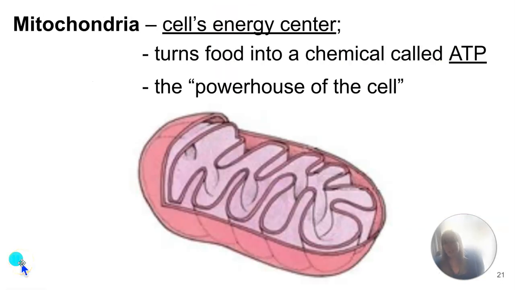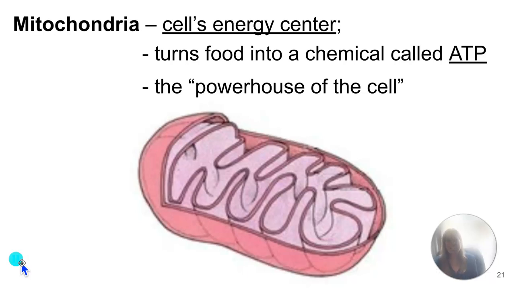Now, if I was to ask my students, what's your favorite organelle? Almost all of them are going to say, the mighty mitochondria, the powerhouse of the cell. The mitochondria is the cell's energy center. It turns food into a chemical called ATP. Now, ATP, adenosine triphosphate, is a charging molecule. So if you think of like a charged battery that you can put into any of your electronic devices, ATP is like that inside of your body, right? So it can be plugged into a variety of different tiny machines, enzymes, inside of your body, and it can make them do work, right?